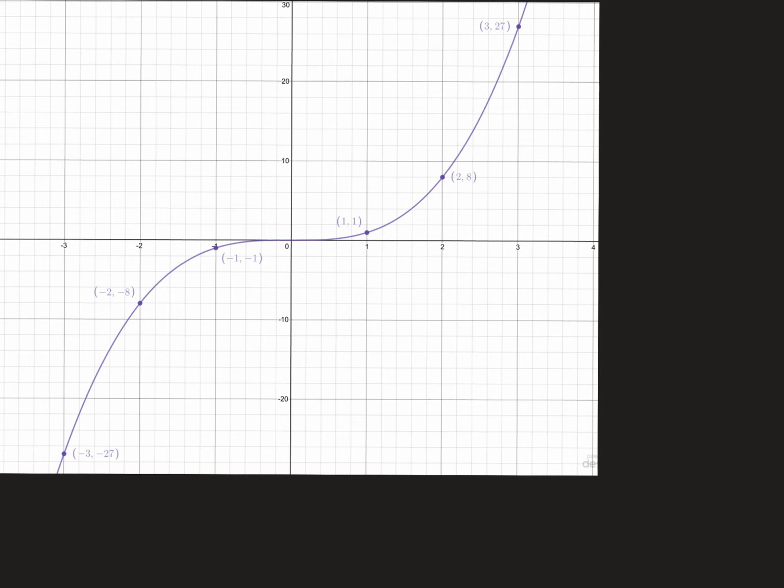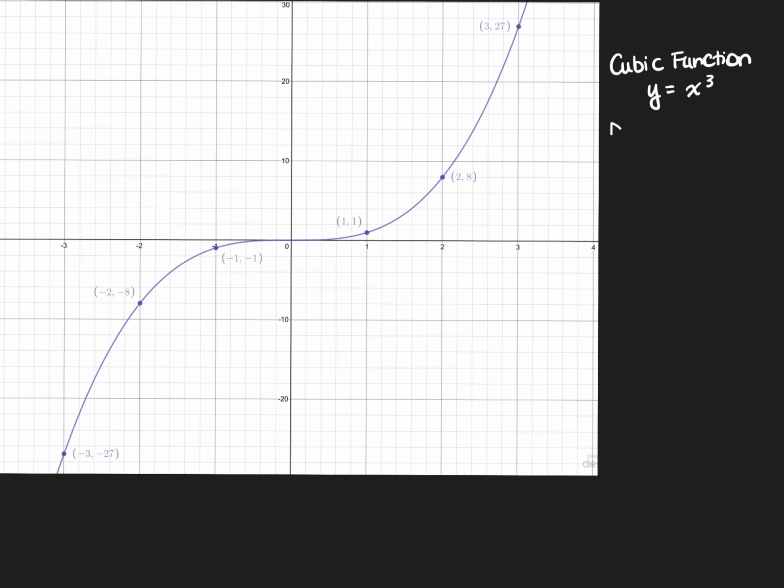All right, let's talk about the cubic function. This is what you should have gotten when you had your a set to 1 and h and k both set to 0. This is called the cubic graph or cubic function. It's given by the equation y equals x cubed.